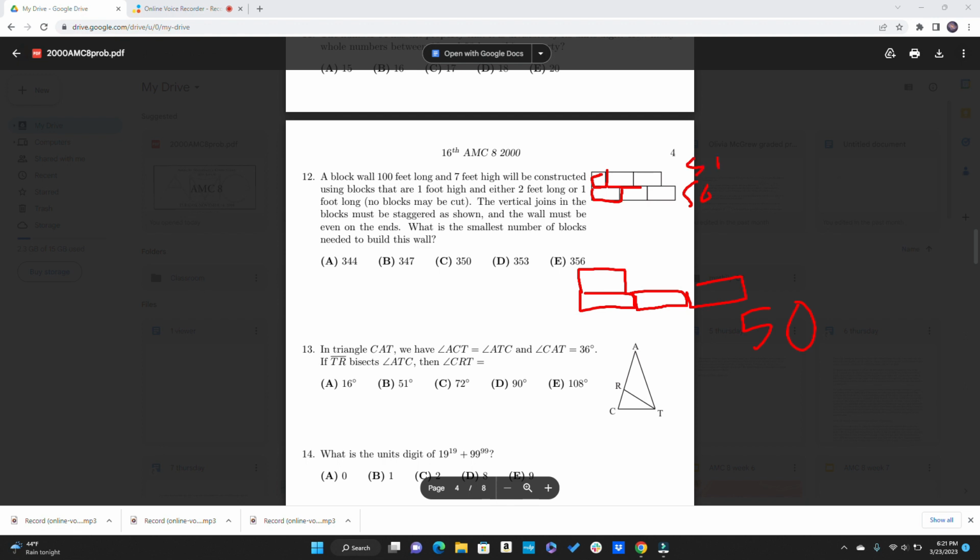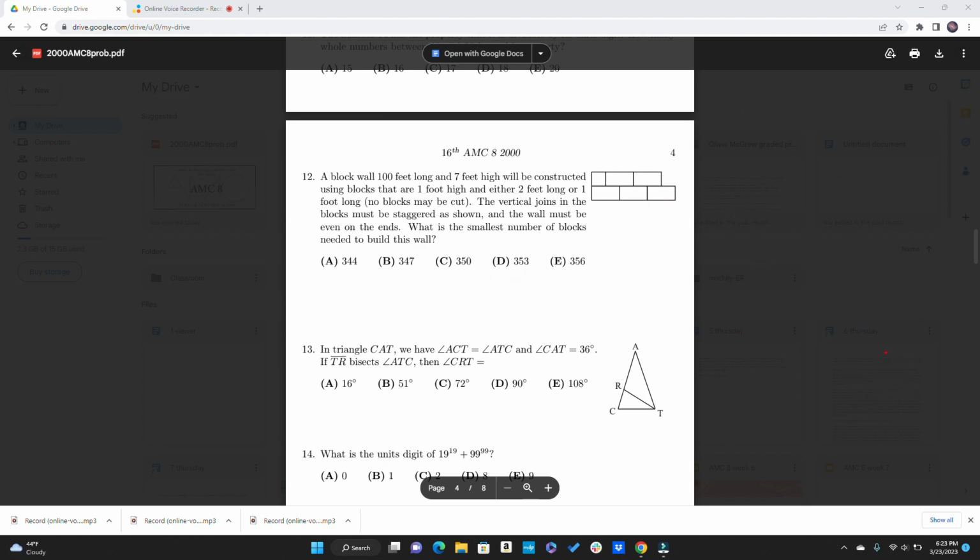And then for the third row, we can go back to how the first row was, right? It's going to be the exact same, so we have another 50. And this is a 7-layered wall, right? So that means we have a total of 4 layers that have 50 blocks and 3 layers that have 51 blocks, right? So that's 50 times 4 makes 200. 51 times 3 makes 153. Adding those together, we have 353 blocks needed to build the wall.